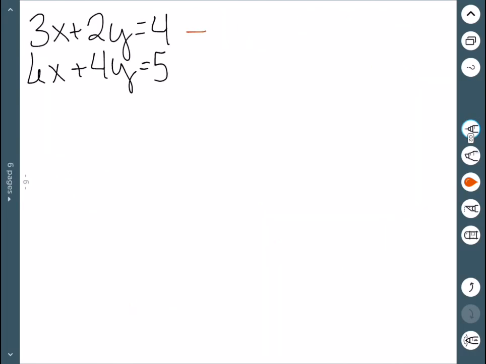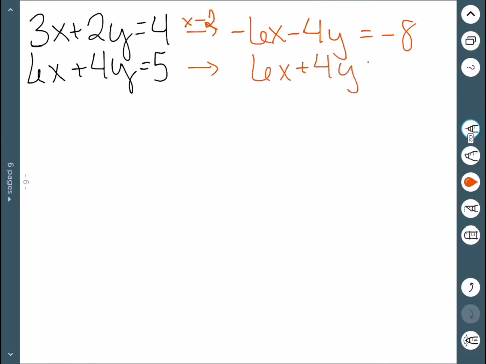For our last one, last time we tried to eliminate x, so this time let's try to eliminate y. I can do that by trying to multiply the first equation by negative 2. That would give me negative 6x minus 4y equal to negative 8. And I'm going to leave my second equation alone since it already has the plus 4y.